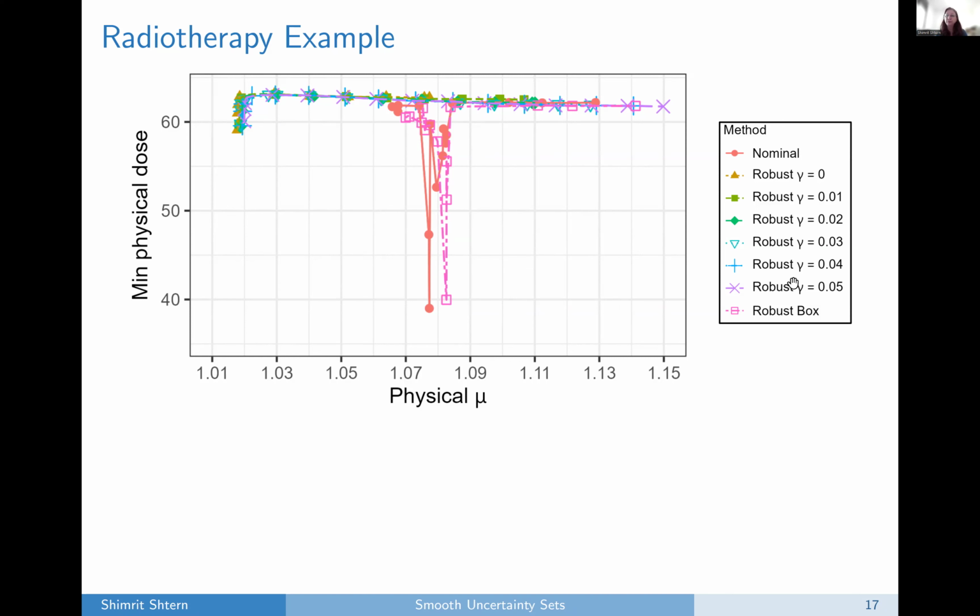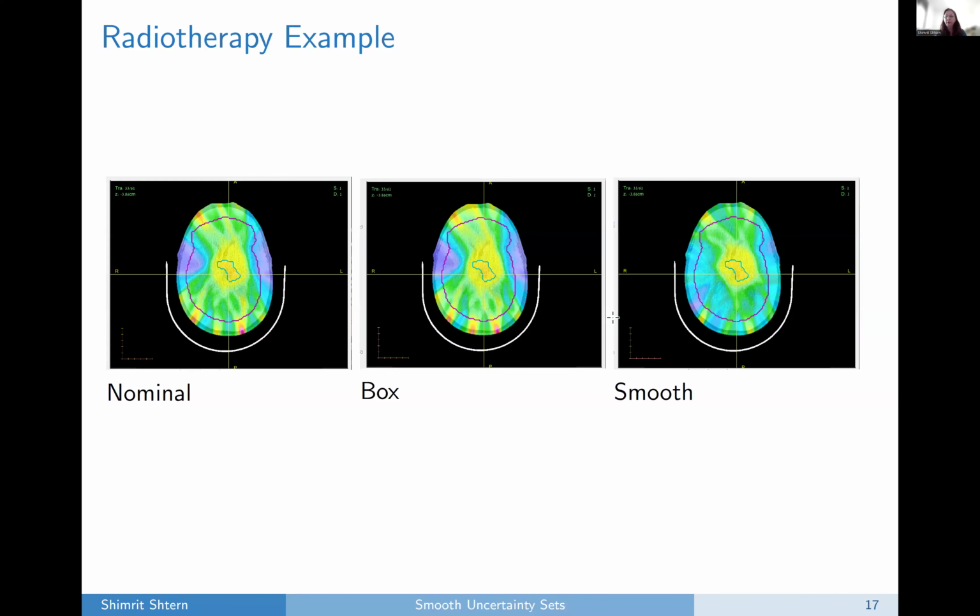And just to show you more vividly, here we see the dose on the brain. And the red spot is places with higher dose. The tumor here is in the center. So this is the area that we actually want to get enough dose to. And we get more or less the same dose in the tumor here. But as we can see, both for the nominal and the box case, we get what we call hotspots, higher dose values outside the tumor on healthy tissue, which is of course something we don't want. And smooth uncertainty set actually allows us to get smaller values here outside to get the same dose inside.